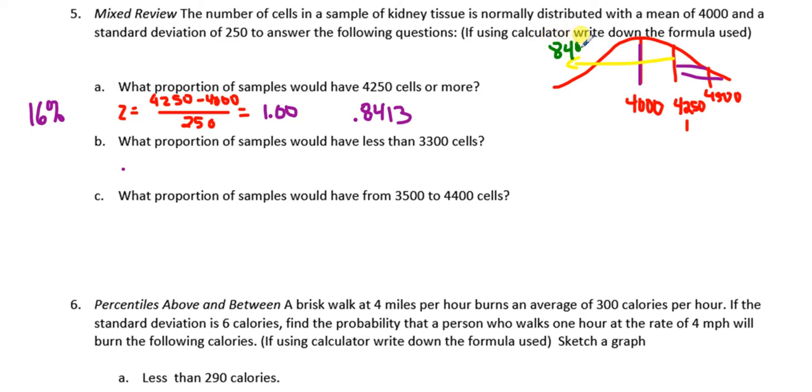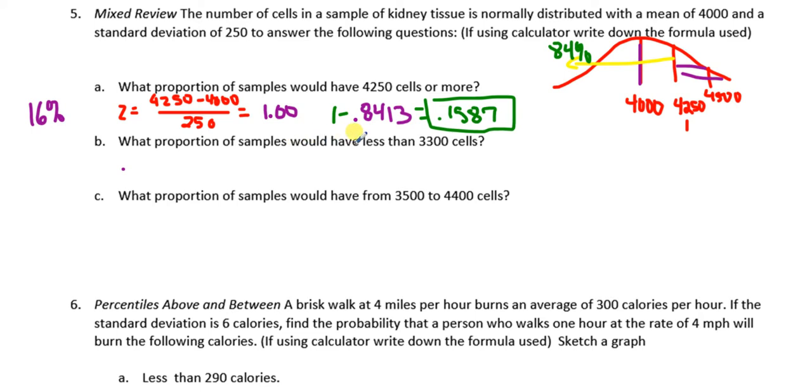84% is this way, so 16% is above. So I have to do 1 minus 0.8413, which is 0.1587. And that's actually a little bit better answer. You can leave it as 0.1587 or write it as 15.87%. Rounded, that's 15.9%, or round it to the whole number, 16%.